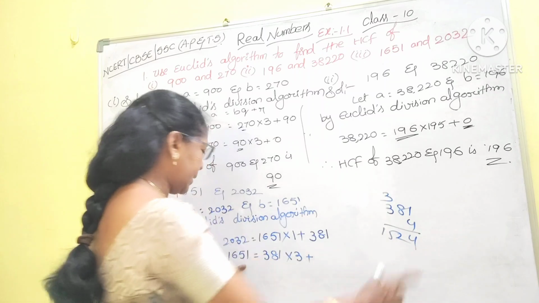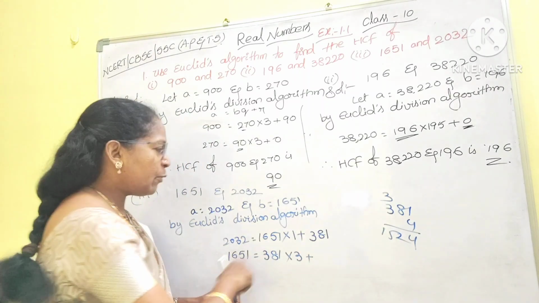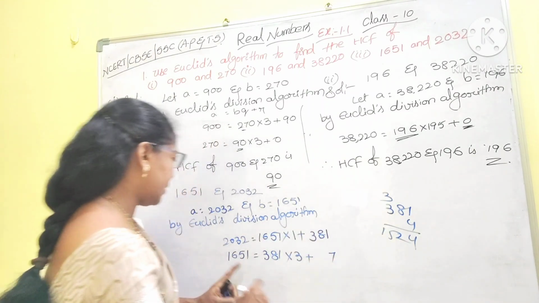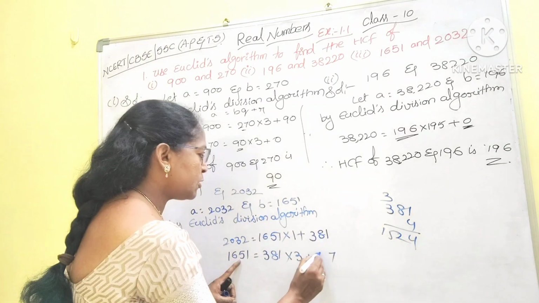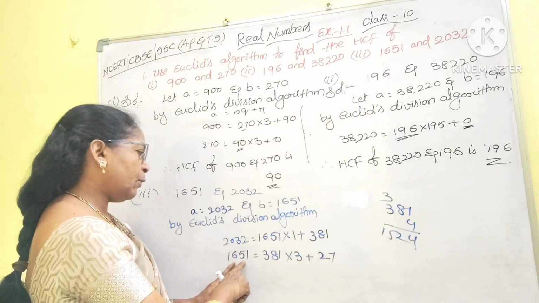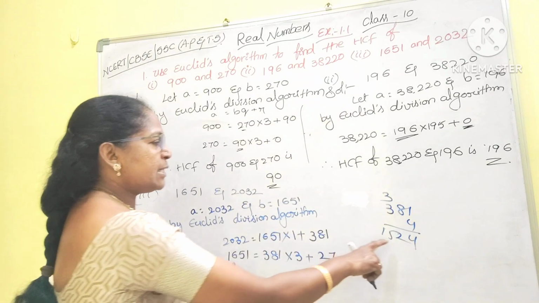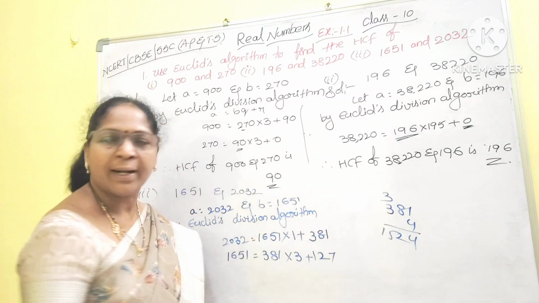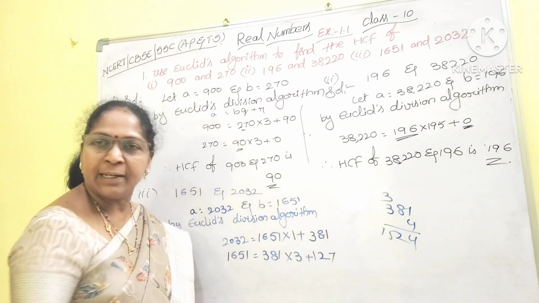1 minus 4, is it possible? No. Borrow, 11 minus 4, that is 7. Here 4. 4 minus 2, 2. Here already 1 we have given. Now 6. 6 minus 5, 1. Remainder equal to 127.